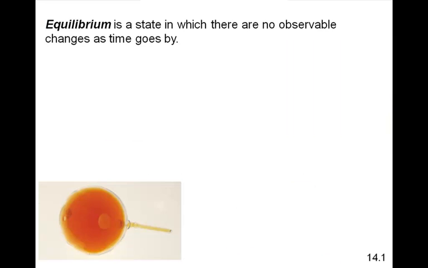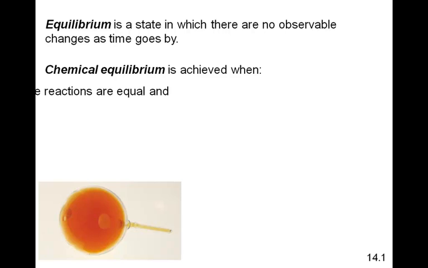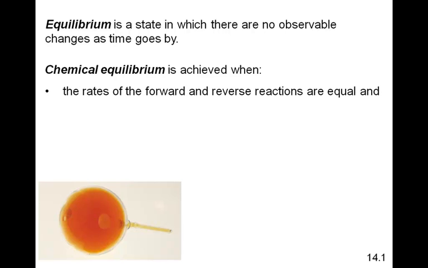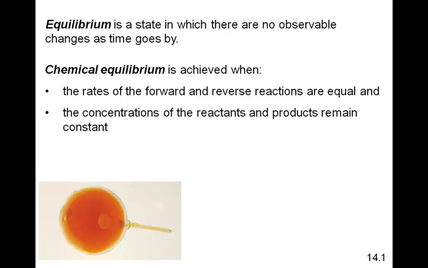So let's move on. Equilibrium is a state in which there are no observable changes as time goes by. Chemical equilibrium is achieved when the rates of the forward and reverse reactions are equal and the concentrations of the reactants and the products remain constant. The second one is actually a result of the first one, because as you know, a dynamic equilibrium of any type is when the rate of the forward process and the rate of the reverse process are equal, and they're happening at the same time and at the same rate.